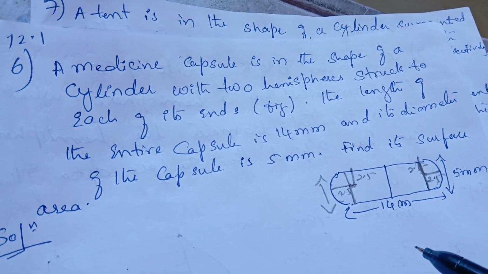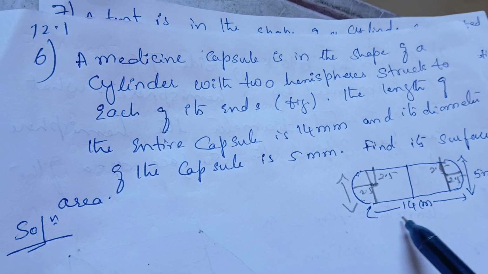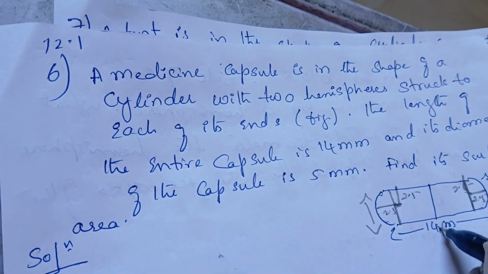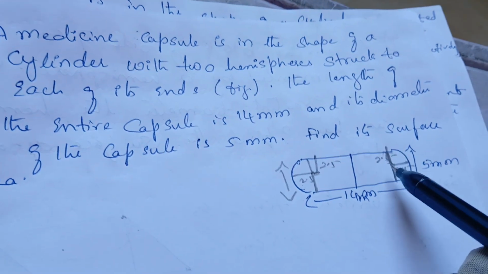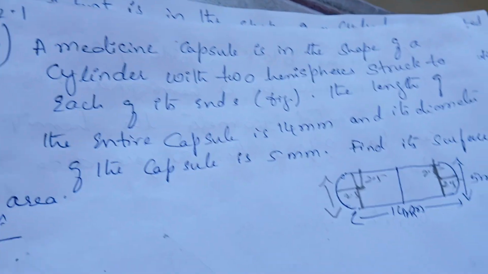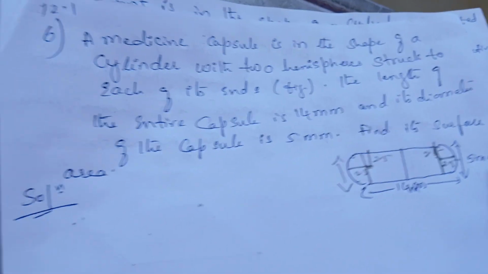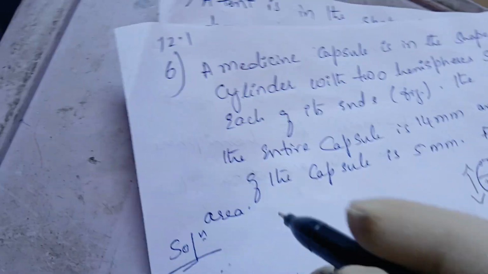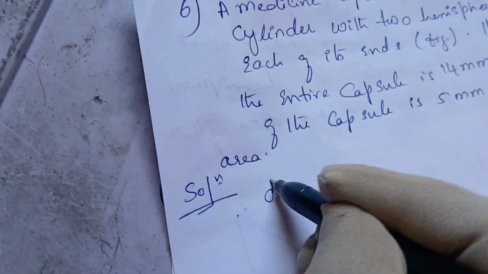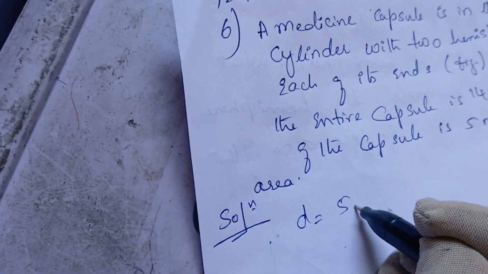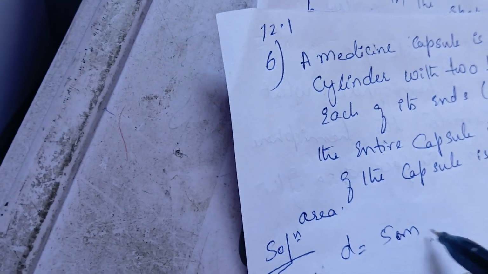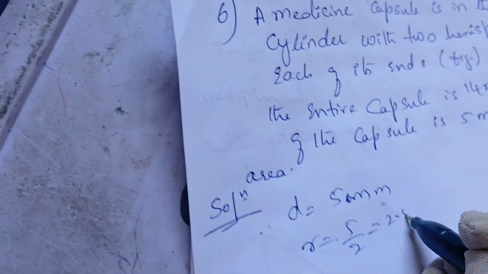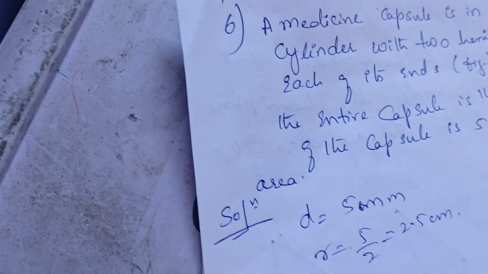The length of the entire capsule is given to you, that is 14 mm, and the diameter of the capsule is 5 mm. So find the surface area. We have to find out the surface area. First we will write down the radius. The diameter is 5 mm, so radius is equal to 5 by 2, that is 2.5 mm.